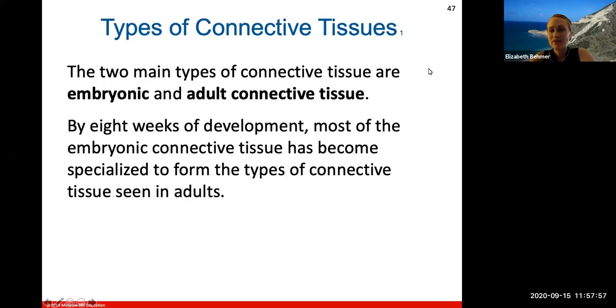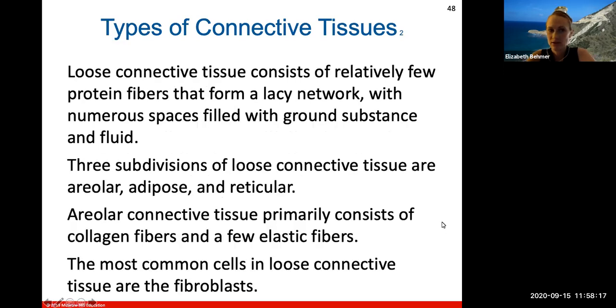The two main types of connective tissue are embryonic and adult connective tissue. Embryonic connective tissue is found in the first 8 weeks of development of the embryo. By 8 weeks, most of the embryonic connective tissue will become specialized or turn into the different types of connective tissue that you need for an adult.